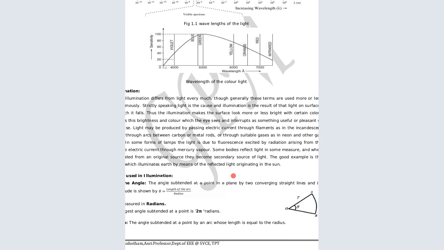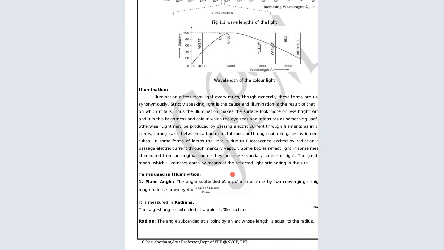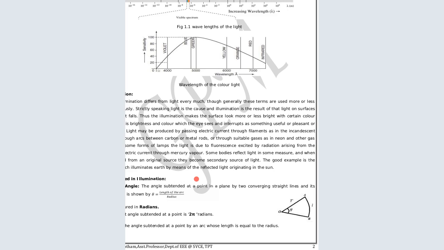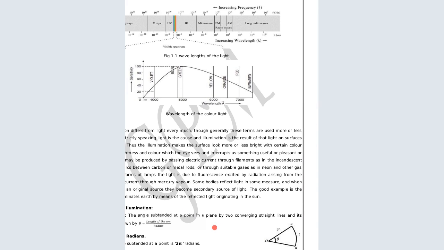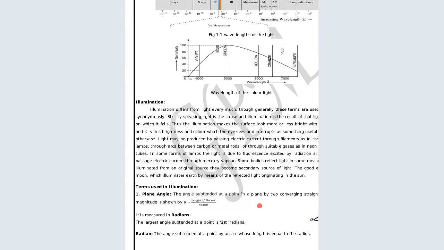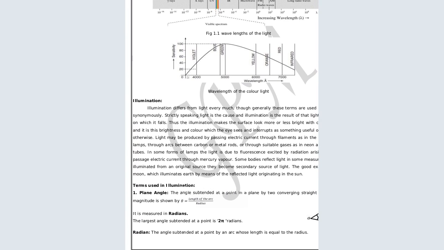Some bodies reflect light in some measure, and others are illuminated from the original source. They become secondary sources of light. A good example is the moon, which illuminates Earth by means of reflected light originating from the sun. So the moon illuminates by reflection. We have different types of light transmission: reflection and refraction.